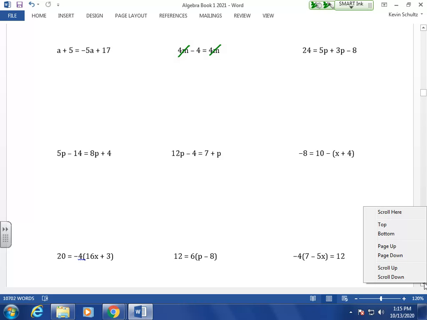4 times m is going to be the same thing. If you subtract 4m from both sides, you'll get 0m. So on the left side, we're left with -4. What's left on the right side? 0. Not a 1, 0. If there was a 1 left, there would be a +1 afterward. So is this true? It is not. So no solution. No solution.